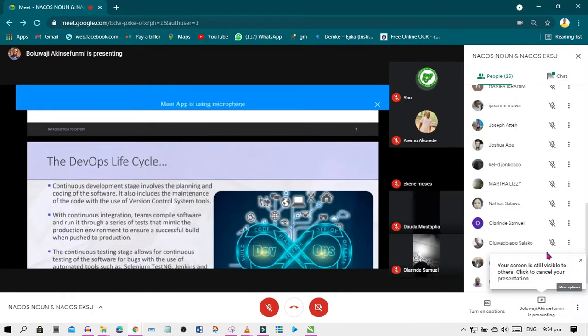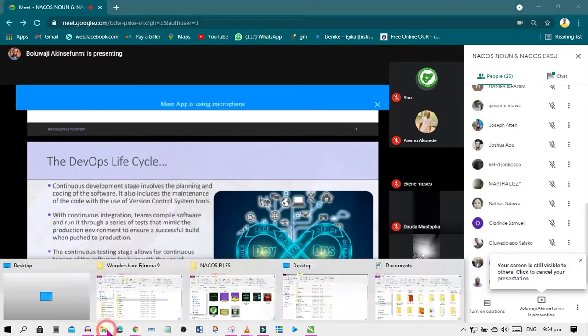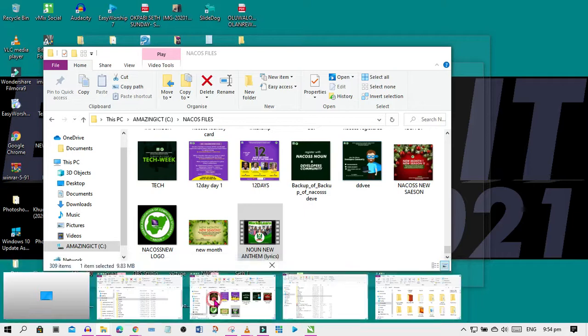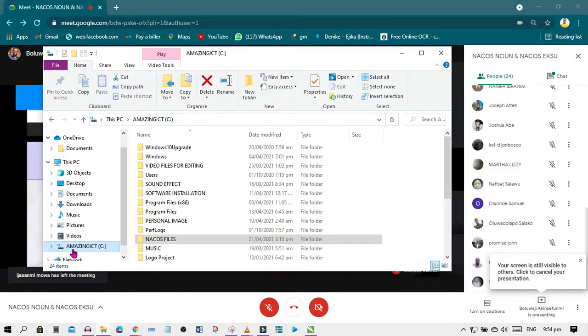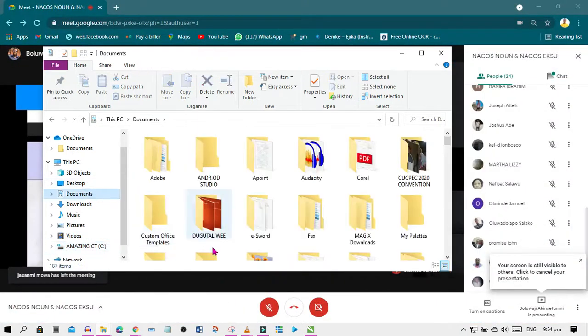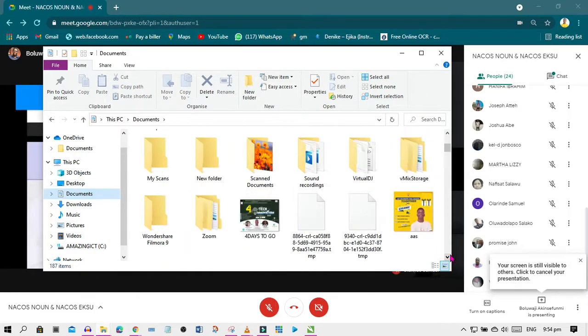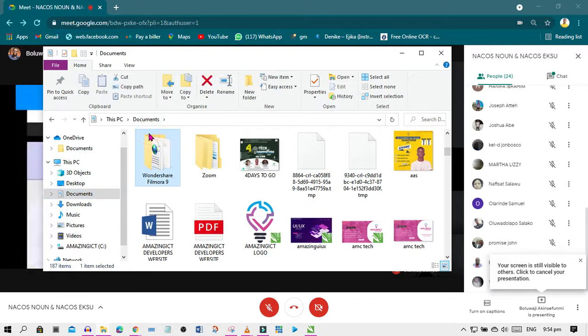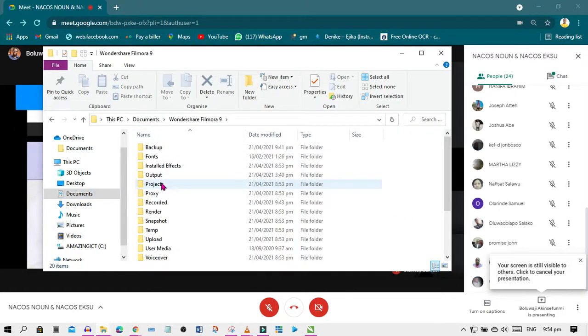They help in versioning your code. And when it comes to version control systems, we actually have centralized and decentralized version control systems. So continuous development is actually about planning and coding the software. Now moving over to the next stage, which is continuous integration.